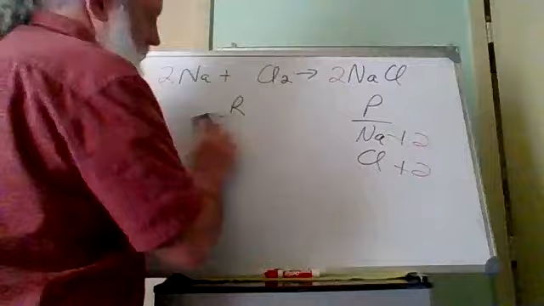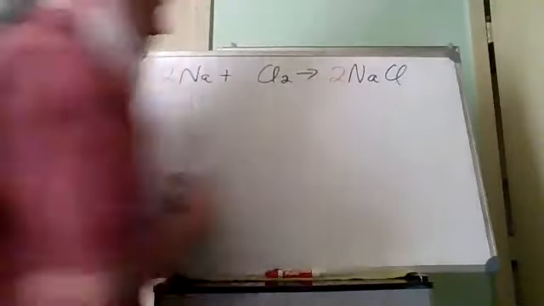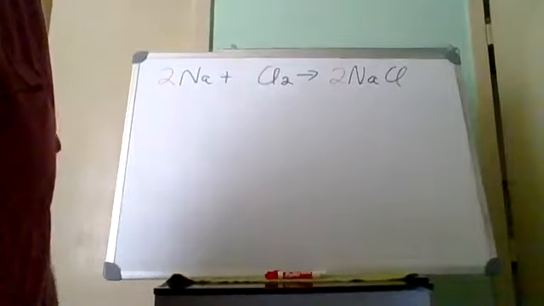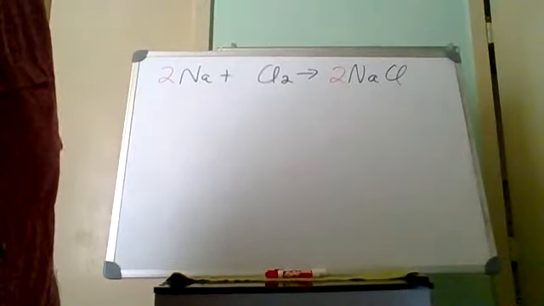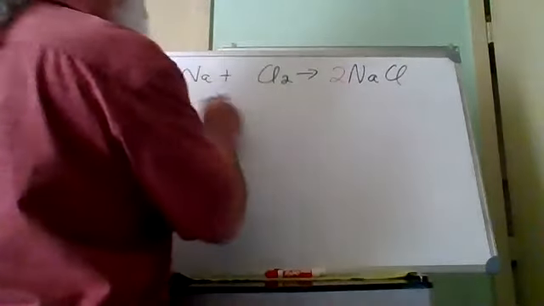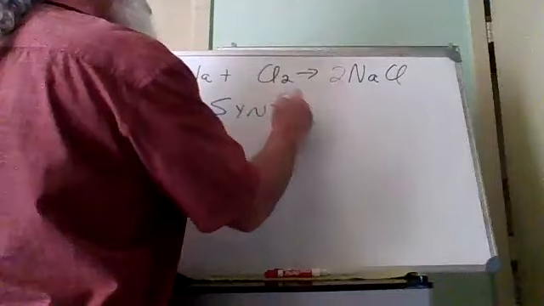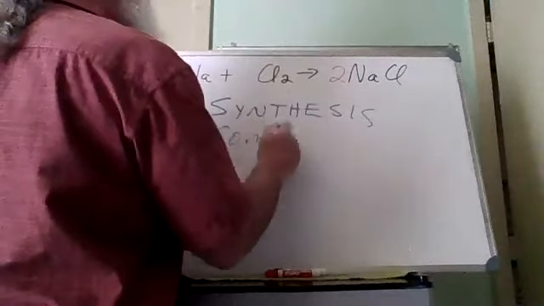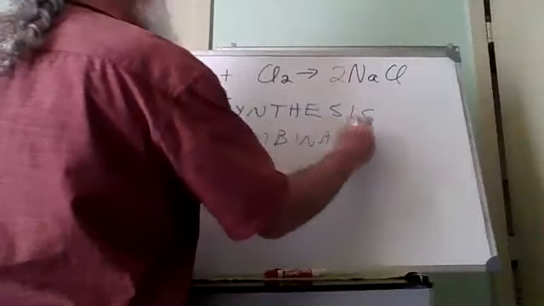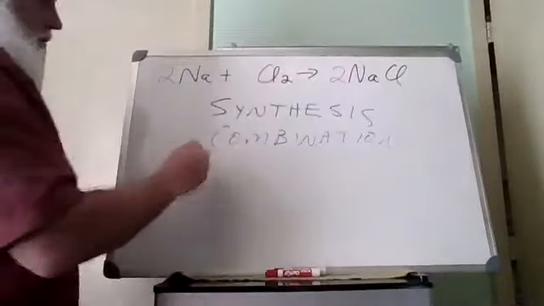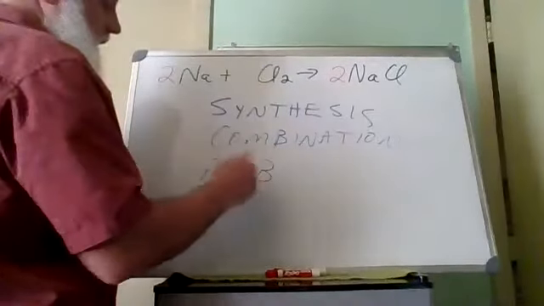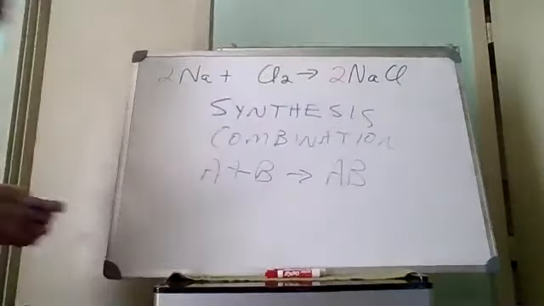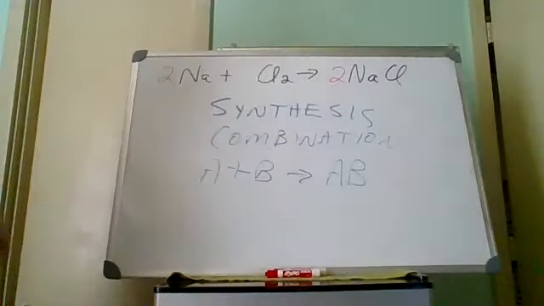All right, so what type of chemical reaction is this? This is what's called a synthesis, which actually has 2 names. Synthesis means to make, or it's also called a combination reaction. Its general form is A plus B gives me AB. That's the general form of a synthesis reaction.